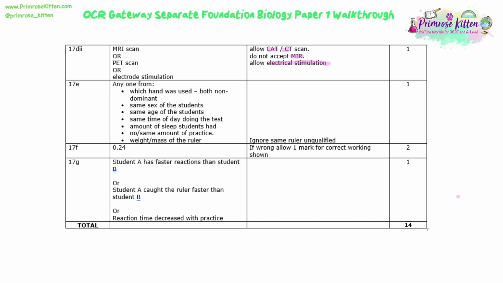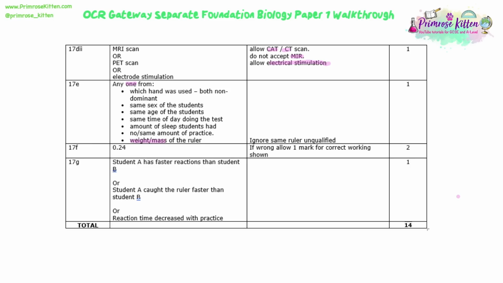For things that we needed to potentially control for the experiment for part E, you can have any one, because it's only 1 mark from this list, which is actually really long. So we talked about the dominant hand, making sure they both use their non-dominant hand, same sex of the students, same age of the students, same time of day or amount of sleep, because that has to link to tiredness, which obviously we know can affect reaction time. The same amount of practice, or having never practiced before, that's normally why we use our non-dominant hand, because you're not used to grabbing or catching or responding with that non-dominant hand.